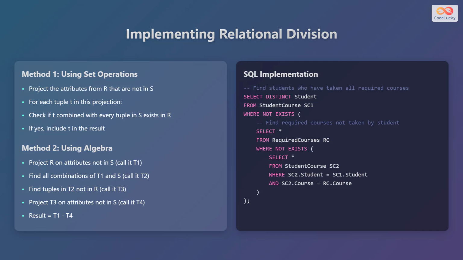Here is an SQL implementation to find students who have taken all required courses. We use the SELECT DISTINCT statement to get a list of unique student names from the student course table, aliased as SC1. The WHERE NOT EXISTS clause is used to filter out students who have not taken all the required courses. The subquery selects all records from the required courses table, aliased as RC, for which there is no corresponding record in the student course table, aliased as SC2. The WHERE clause inside the subquery checks if the student and course in SC2 match the student in SC1 and the course in RC.